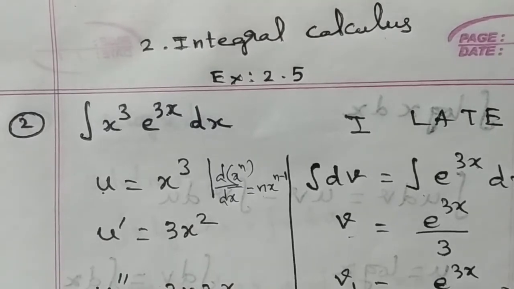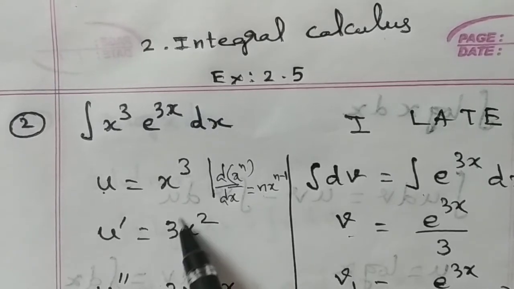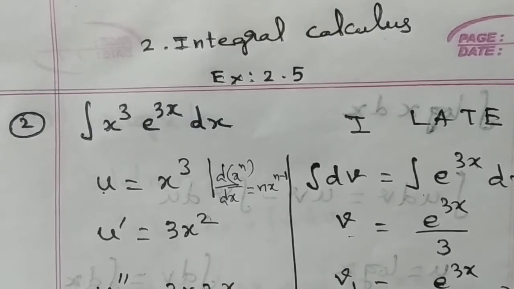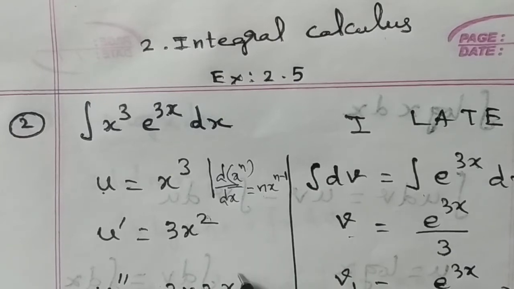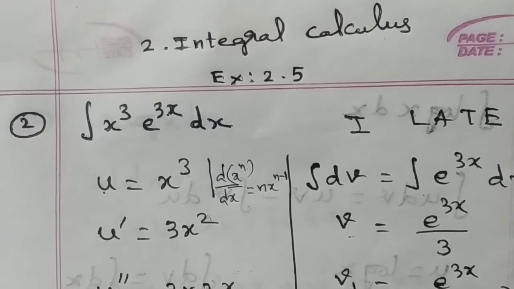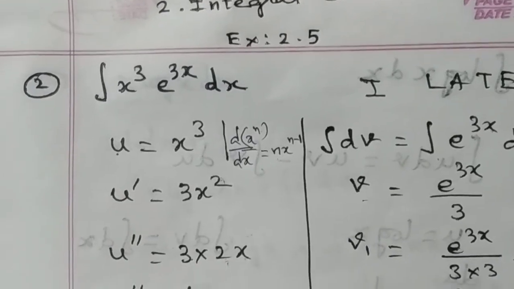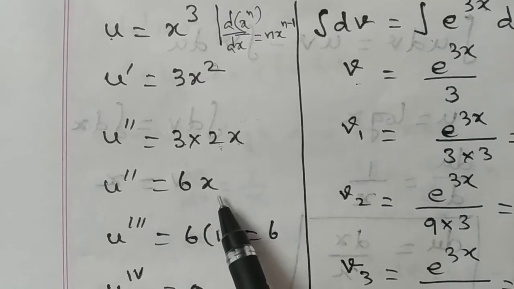Next, find the value of u double dash. The constant 3 is written as it is. Find the derivative of x square. The derivative of x square is 2x: the power n is 2, so x power 2 minus 1, and 2 minus 1 is 1. So 3 times 2 is 6x. So u double dash equals 6x.